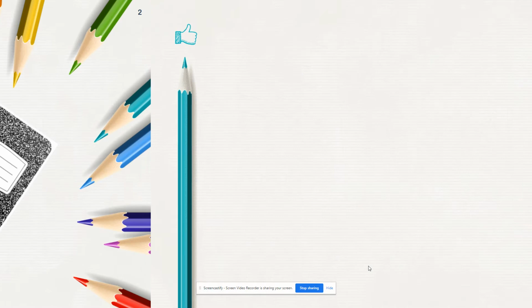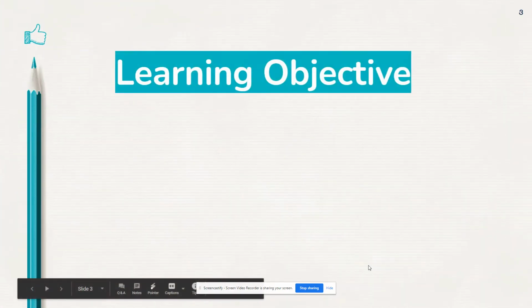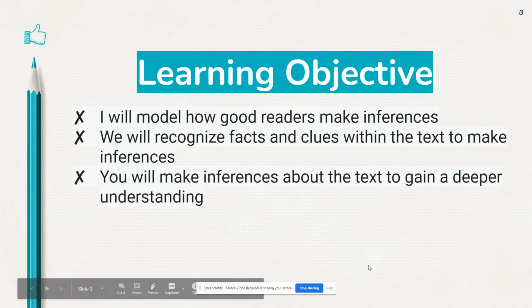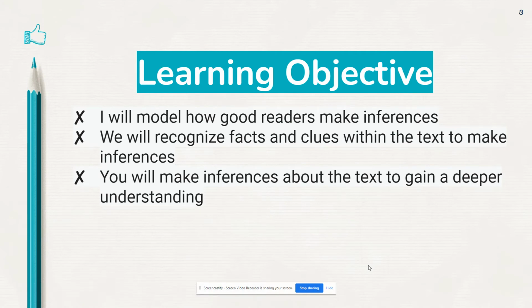Now that you have the materials you need, let's go over our objectives for this lesson. I will model how good readers make inferences. We will recognize facts and clues within the text to make inferences. And you will make inferences about the text to gain a deeper understanding.